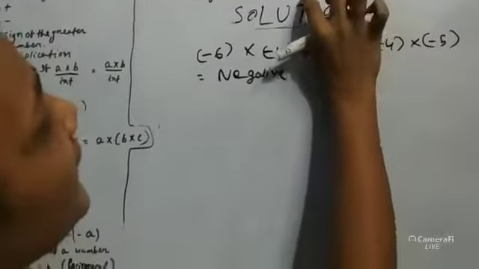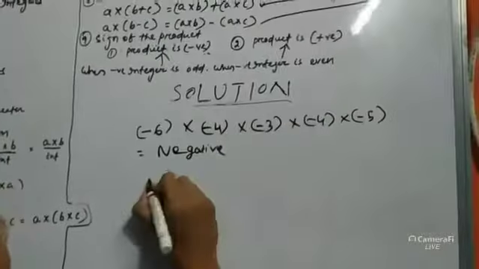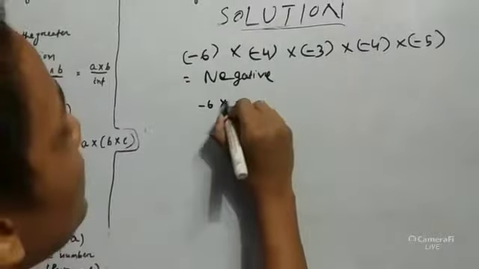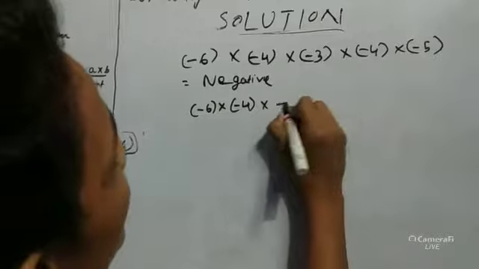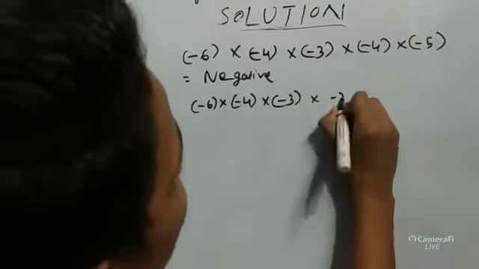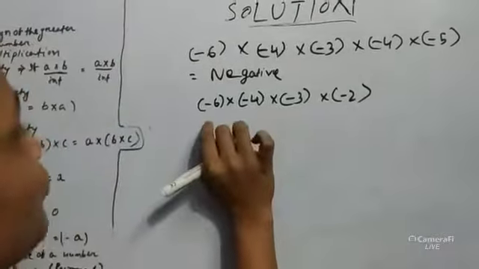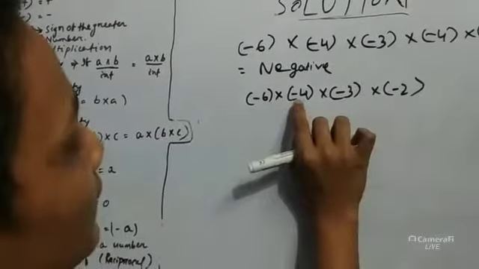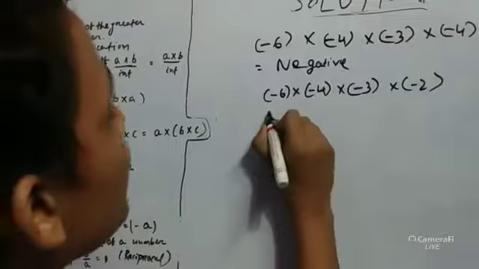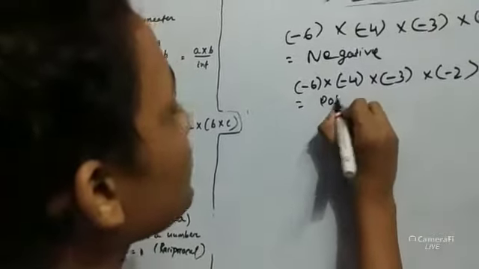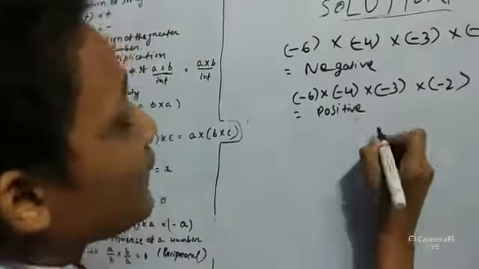When the number of negative integers is even, for example minus 6 into minus 4 into minus 3 into minus 2, first we count the minus signs: 1, 2, 3, 4. 4 is an even number, so the product is a positive integer. Thank you.